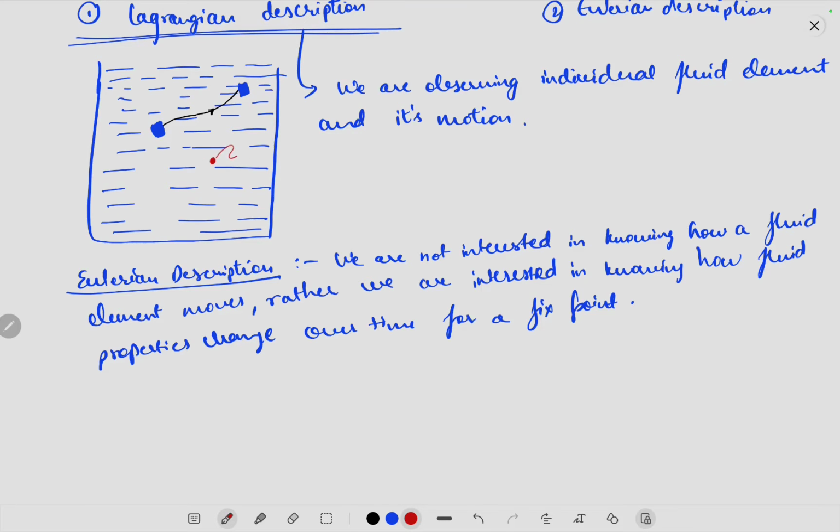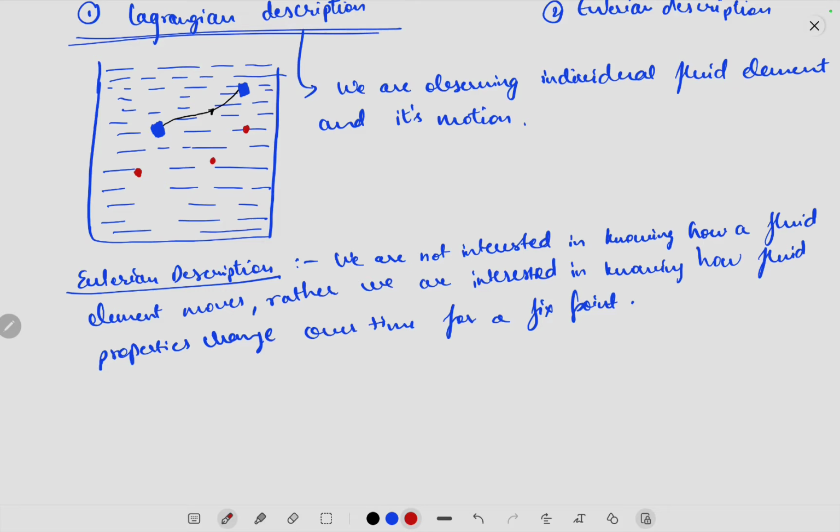So let's say this can be a fixed point, this can be a fixed point, this can be a fixed point in some space, and we are interested in knowing how the properties change over time by fixing the point and not fixing the volume element in our study. Okay, so I hope the difference is clear to you.